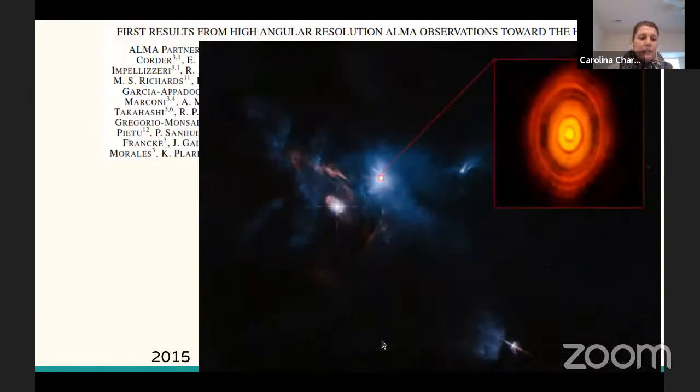But it was only in 2015 when the first image of a protoplanetary disk was observed, and it's the image of HL Tau. This is the first protoplanetary disk observed. And so here it was for the first time that we were able to see that probably the gaps that are observed right here are the ones that are carved by the planets.